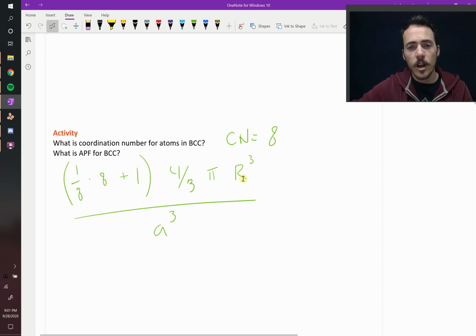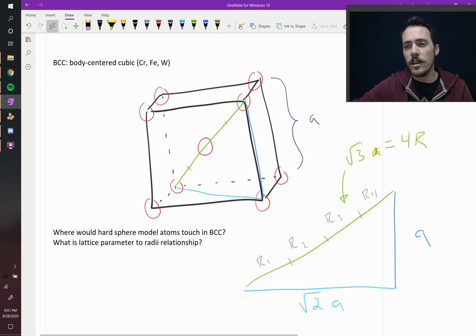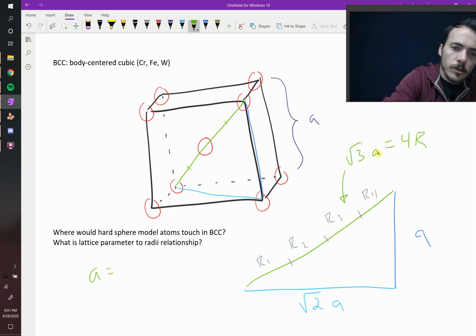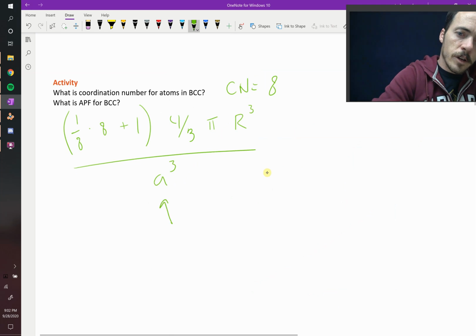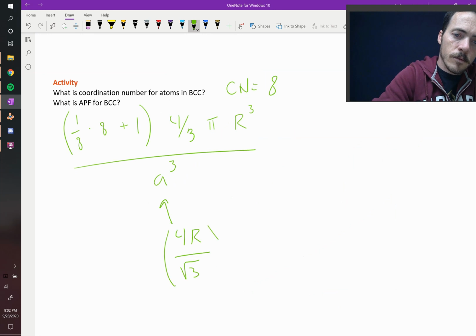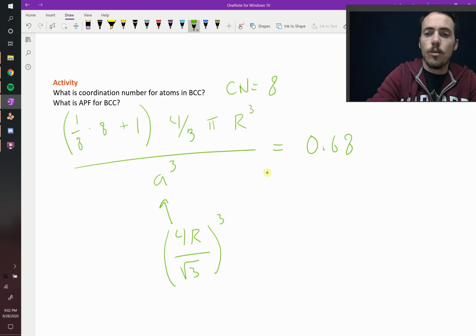And now, just like before, we have to solve for r in terms of a or a in terms of r. Either one's acceptable. Let's do a in terms of r this time. Well, what was our expression? We said that root 3a equals 4r. So we're going to say that a must be equal to 4r over root 3. So let's plug that in down here, 4r divided by root 3, cubed. When you plug this in, you find out that the atomic packing factor for body-centered cubic is only 68%. It's equal to 0.68, or 68%.